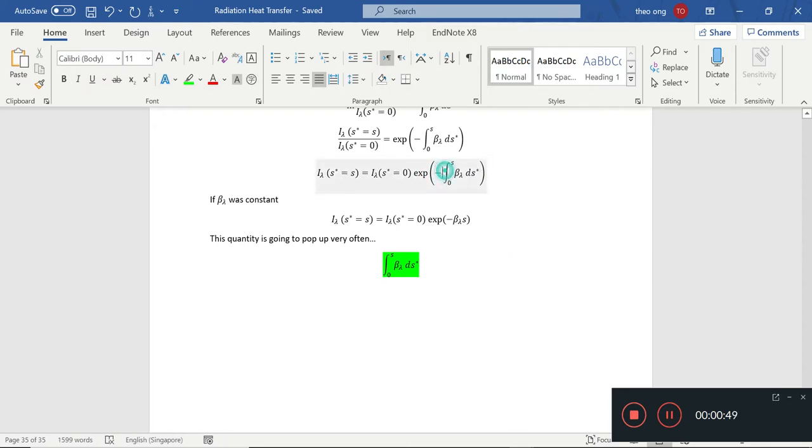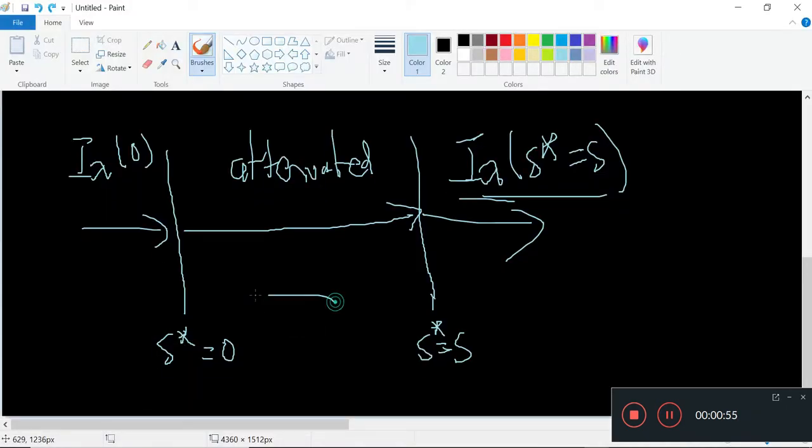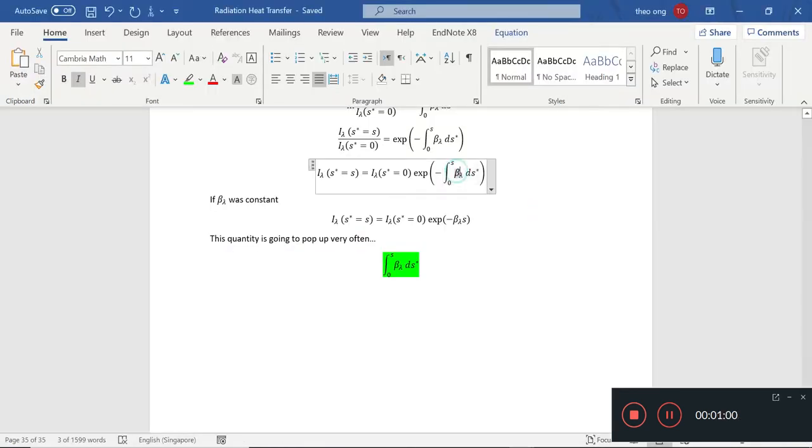Now this integral takes into account both the length as well as the material characteristic of the medium. The material characteristic of the medium is called the extinction coefficient, as we were discussing before. And this actually takes into account how well the medium actually absorbs radiation.